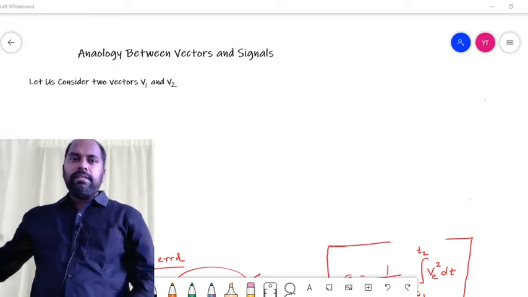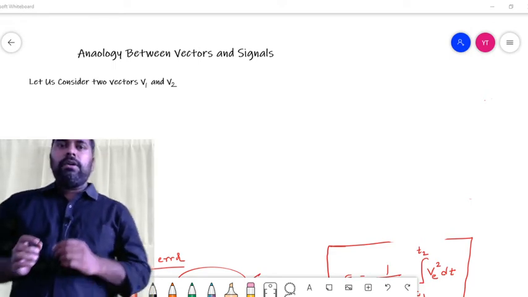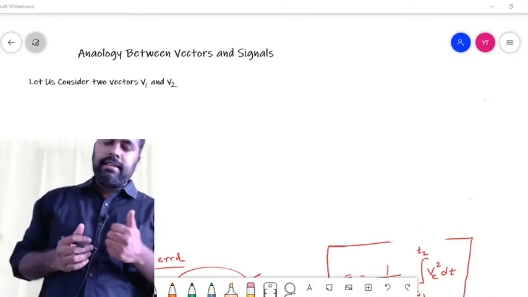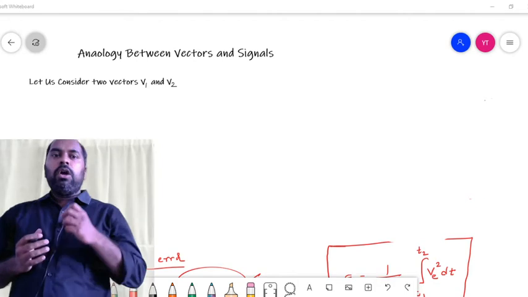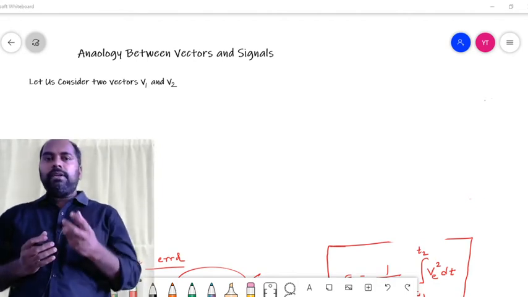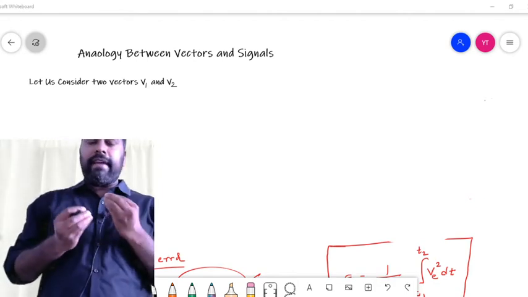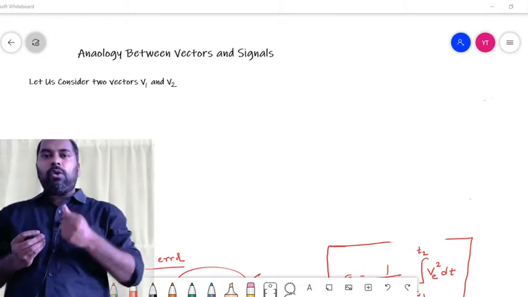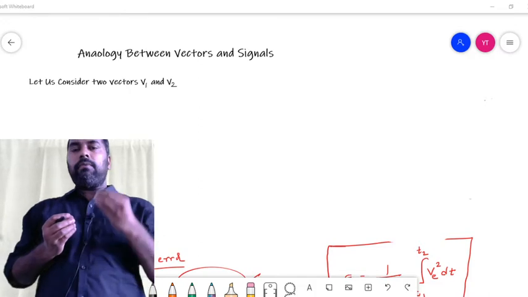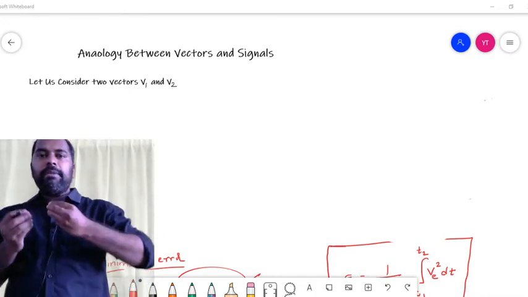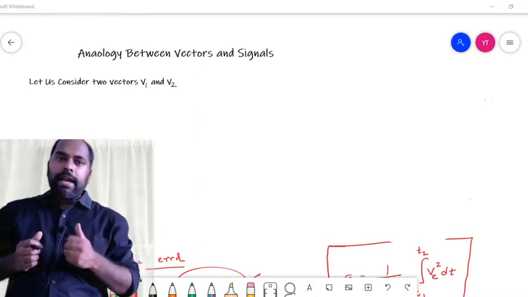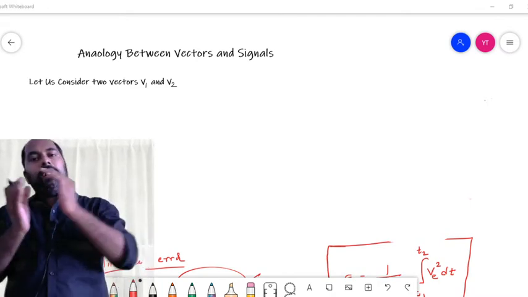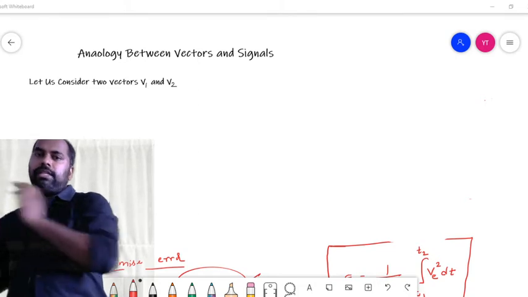Yeah, good morning students. Today I am going to explain the analogy between vectors and signals in the signals and systems subject. Okay, now what is the use of this analogy between vectors and signals? Normally we don't have direct concepts for signals whenever we want to find out the similarity between two signals. So that's why we are going to take the vector concepts and apply those concepts to signals.